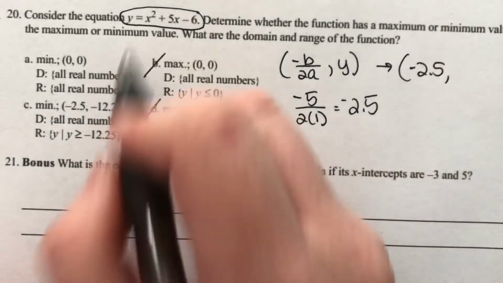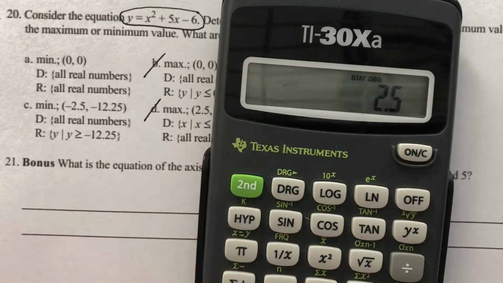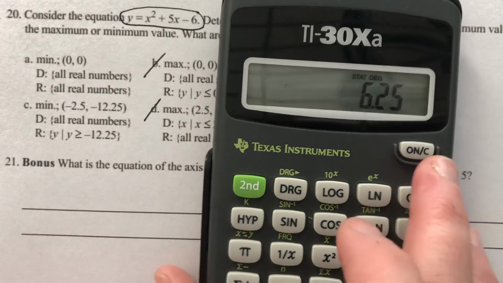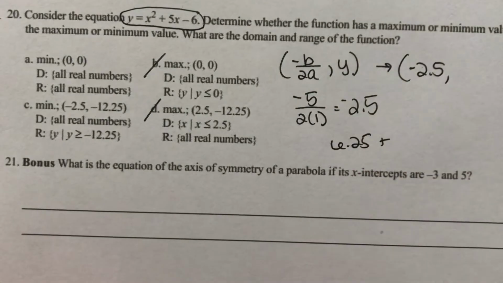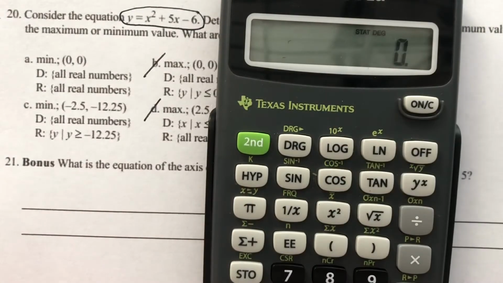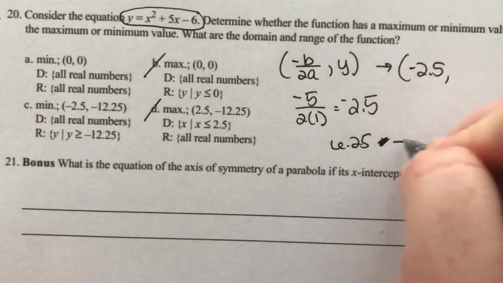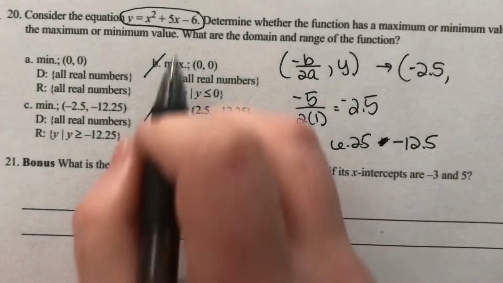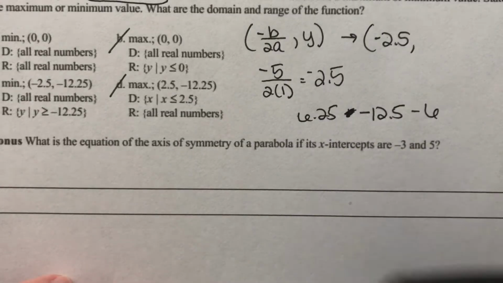And then when I plug it back in here, 2.5 squared is 6.25, plus 5 times negative 2.5, which is negative 12.5, so it's not going to be plus, it's going to be minus 12.5, and then minus 6 on the end. So when I simplify that, let's see, do it over here.